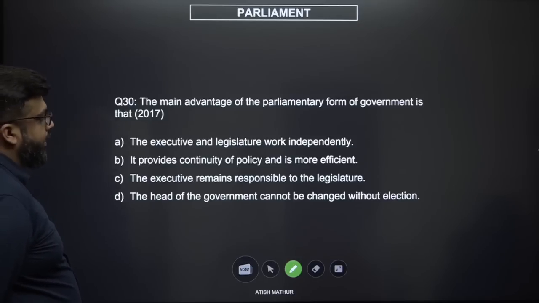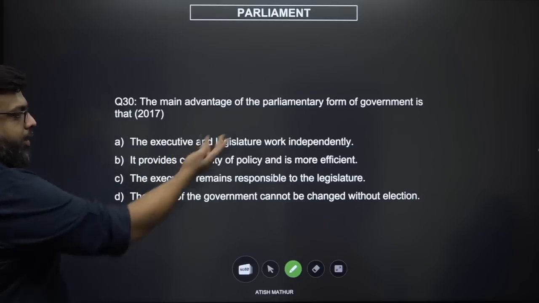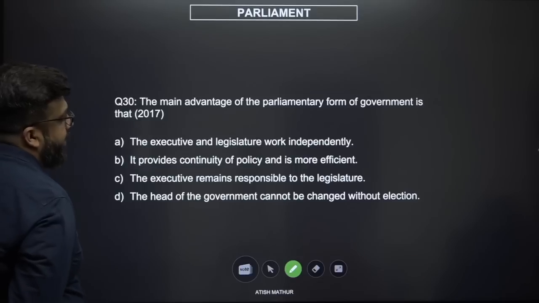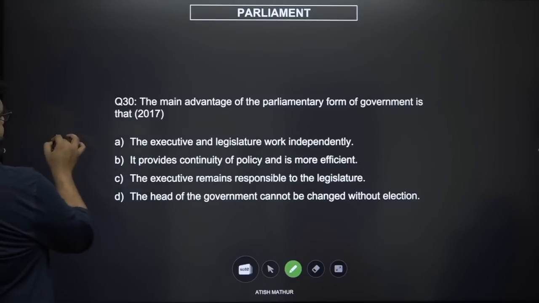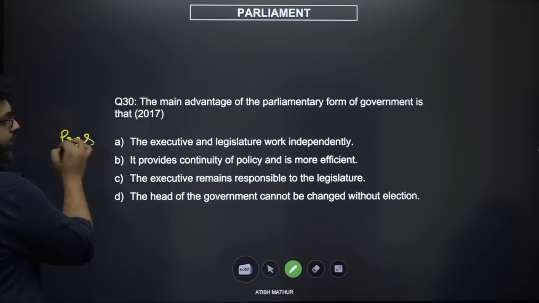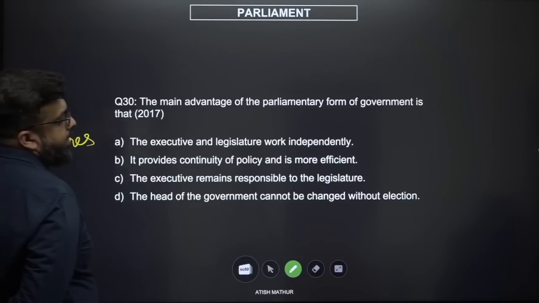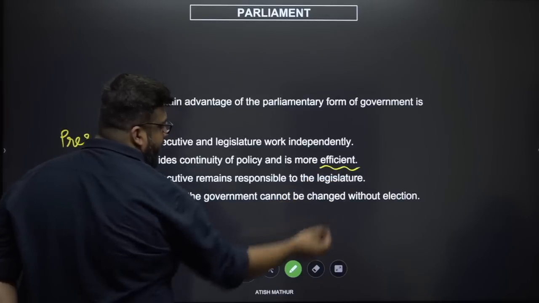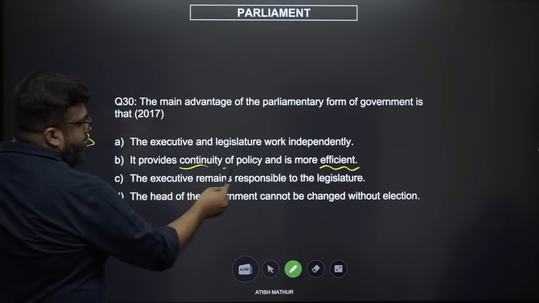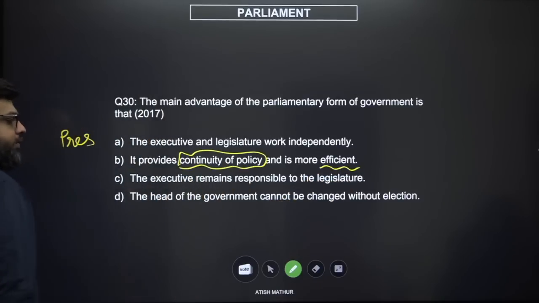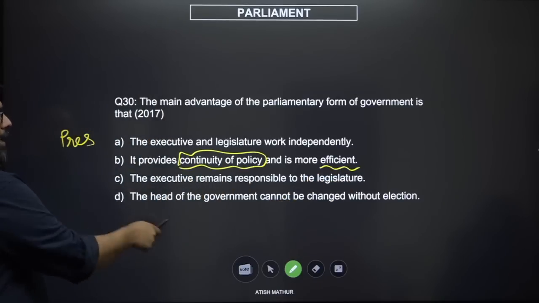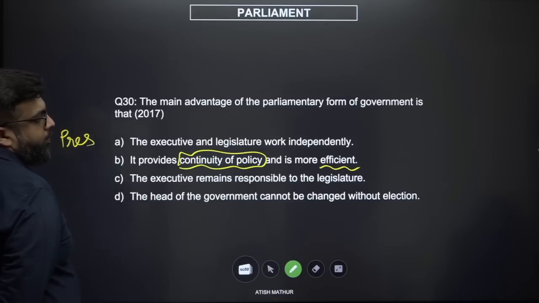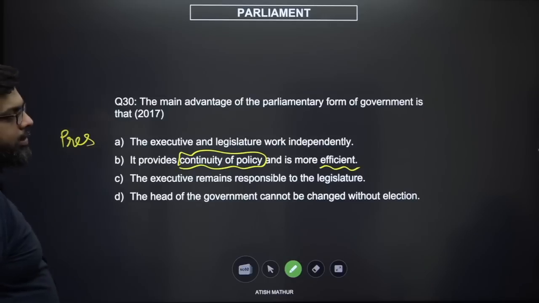Right, now let's look at this. Argue the opposite. The executive and the legislature work independently. This is actually a feature of a presidential form of government. It provides continuity of policy and is more efficient. Usually presidential systems are more efficient, and no matter what form of government, continuity of policy is very subjective. The head of the government cannot be changed without election. That's actually not the case.